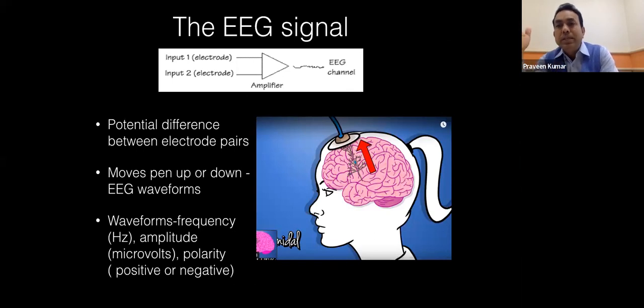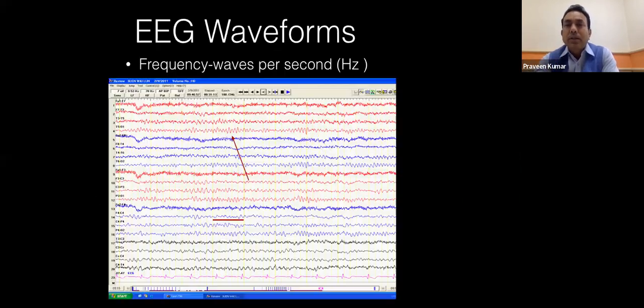So we saw yesterday from Dr. Goswami how the EEG waveforms are generated from the brain. What we'll be seeing today onwards is what we look for in the EEG waveforms. So this is the first thing.